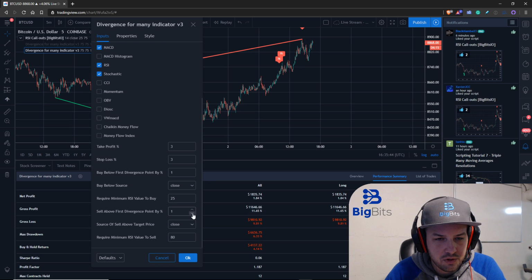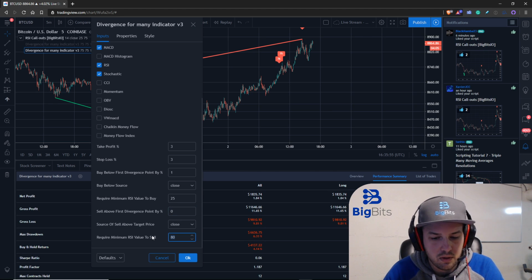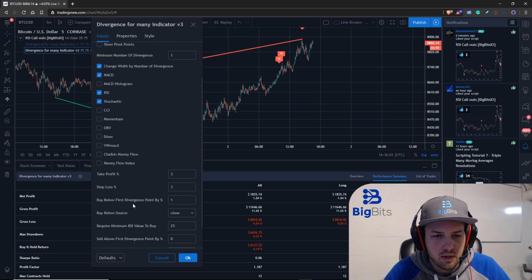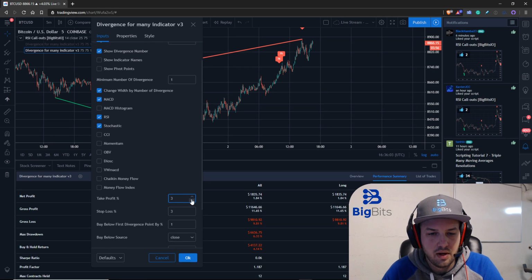Sell above the first divergent point. Since we're only using this as a kind of a take profit right now, we'll just leave it at 0. And minimum RSI value to sell. Do that. Okay, we got that. Let's try adjusting our take profit as well here. Yeah, I think 3% was just too much.